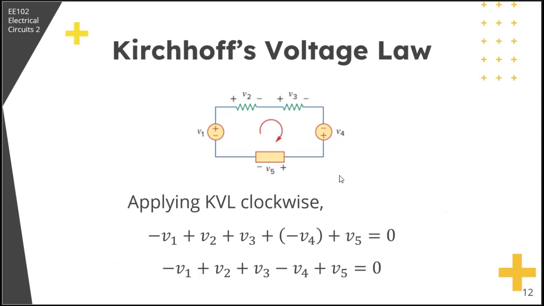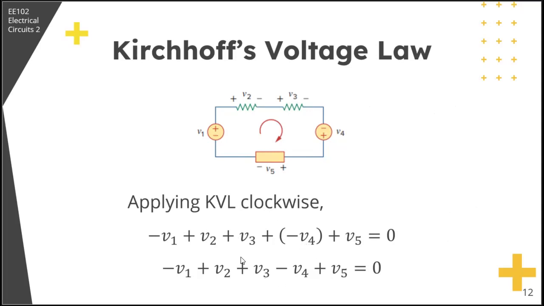We can start at any element, but this time let's just assume our KVL goes clockwise, and we start with V1. Going clockwise, the first terminal we encounter is the negative terminal of V1, so minus V1. Then the positive terminal of V2, so plus V2. Positive terminal of V3, so plus V3, negative terminal of V4, so minus V4. Then positive terminal of V5, so plus V5. Okay?